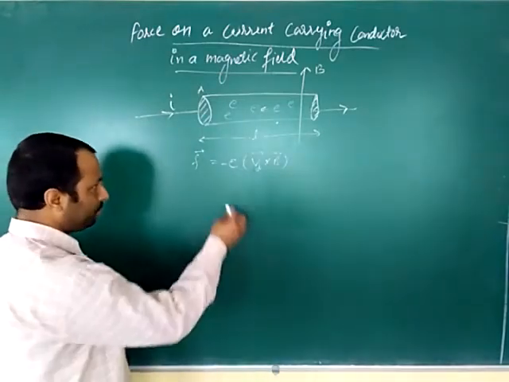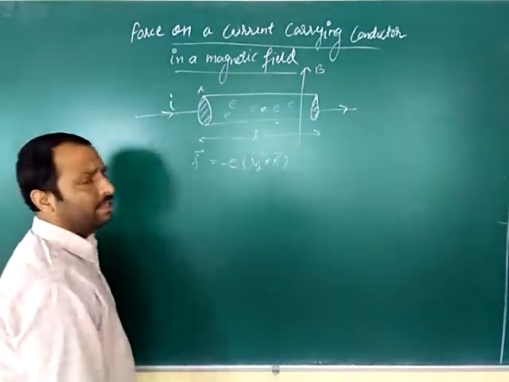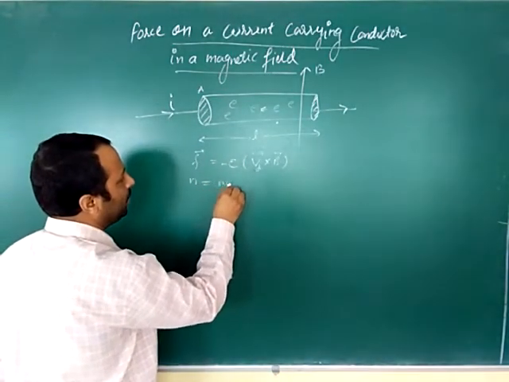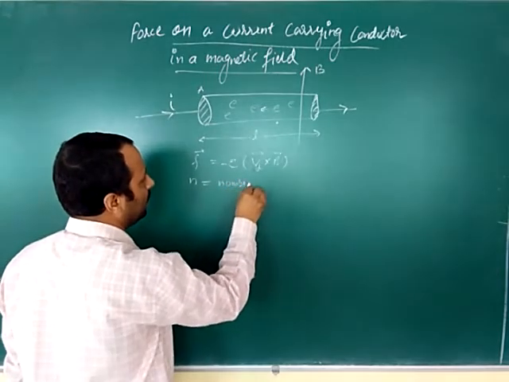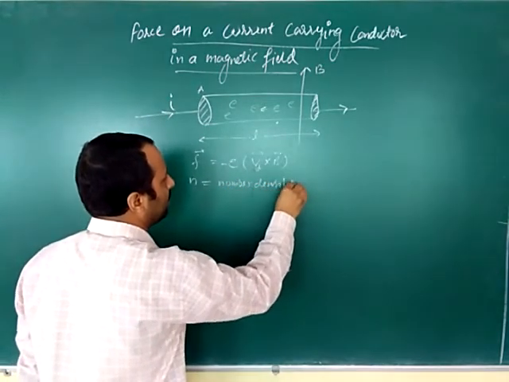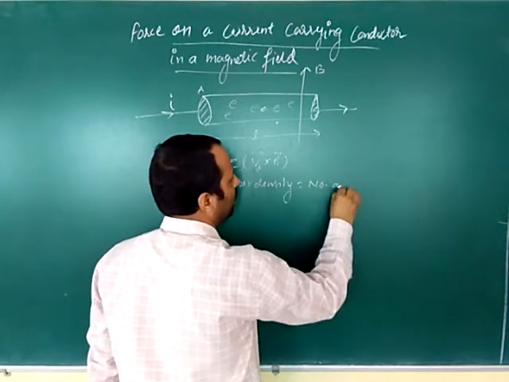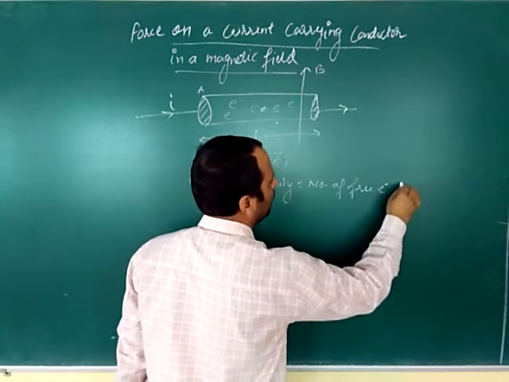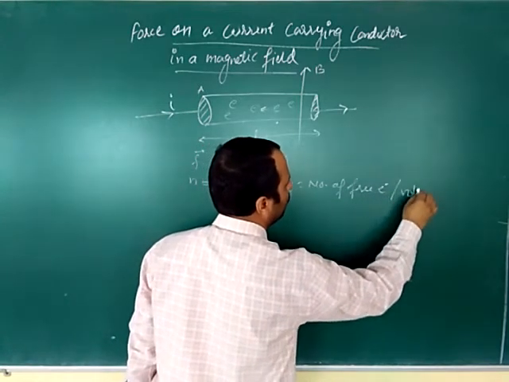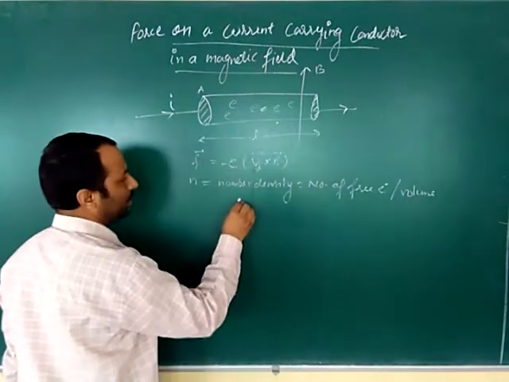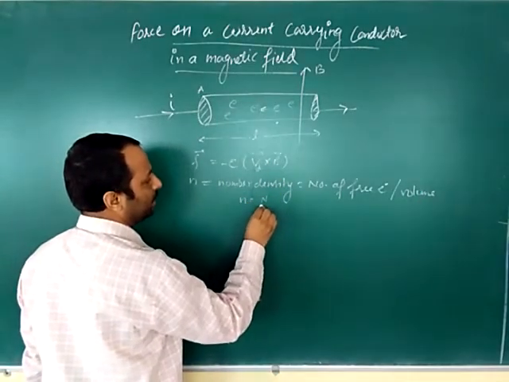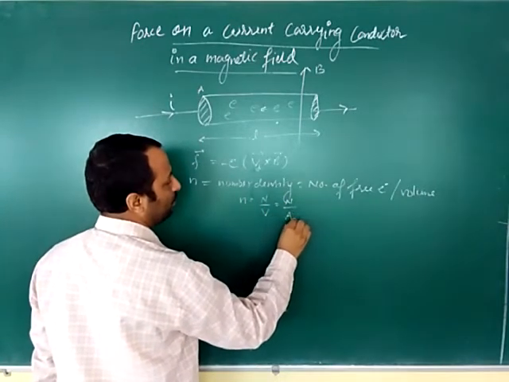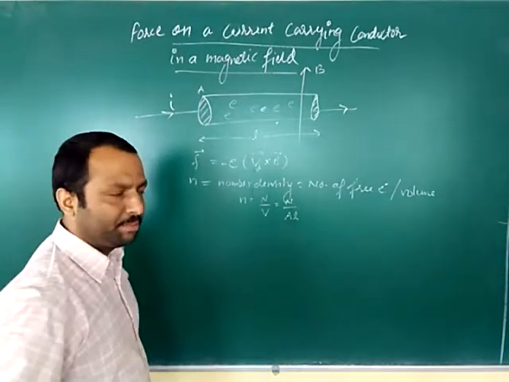As you know that a metallic conductor contains a large number of free electrons, so here small n is the number density. Number density means the number of free electrons per unit volume of the conductor. So see here, n is the number of free electrons per unit volume. Volume is defined as area multiplied by length.